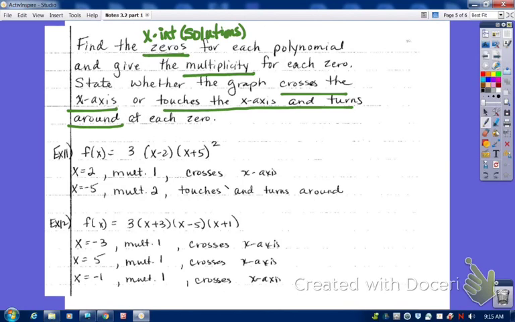They're going to start by giving you equations that are already factored. So in example 1, your factors are 3, x minus 2, and x plus 5 squared. You need to know if the factor doesn't have an x in it, it doesn't have anything to do with the directions. Your factor has to have an x in order to be an x-intercept. So you won't look at the 3 at all.